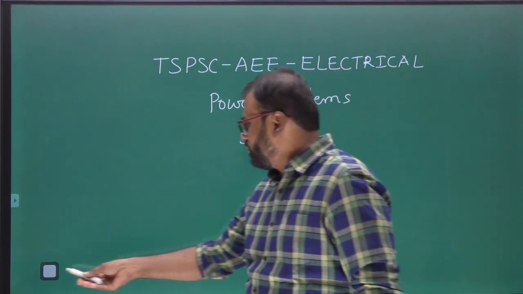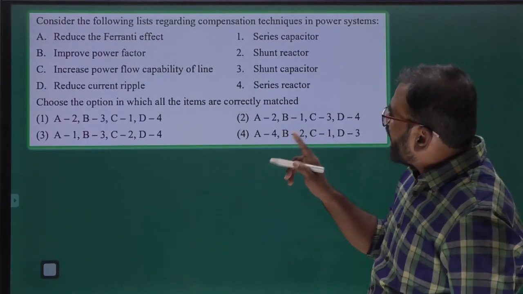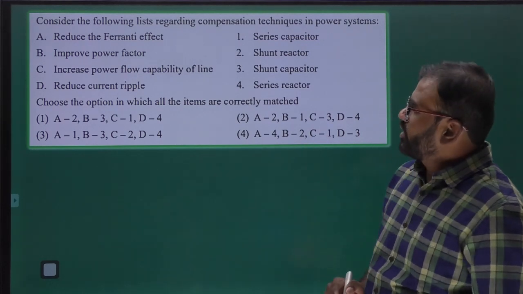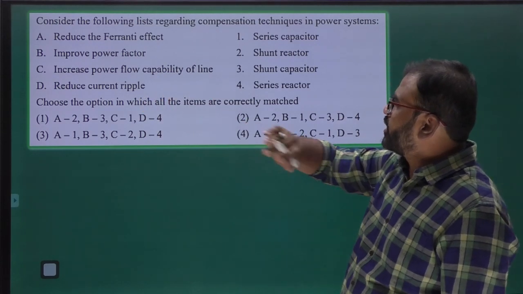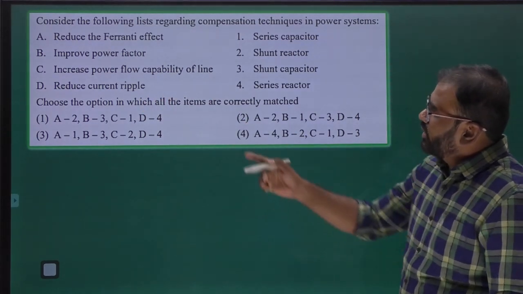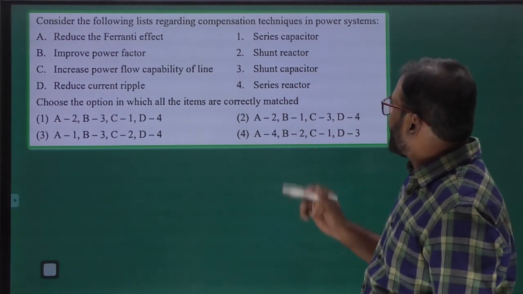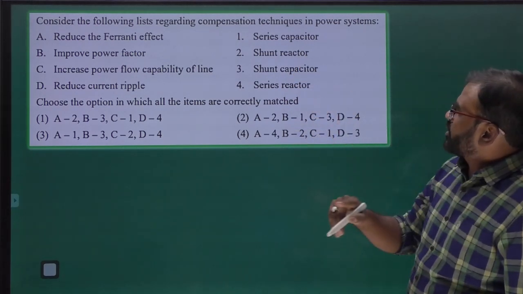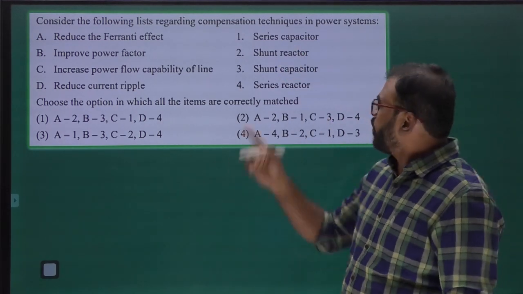Let's see the first question. In this question, we need to match the things correctly. One side is mentioned: reduce the Ferranti effect, improve power factor, increase power flow capacity of the line, and reduce the current ripple. The other side is mentioned: series capacitor, shunt reactor, shunt capacitor and series reactor. We'll see one by one.